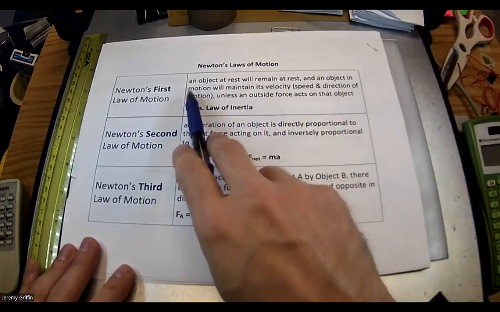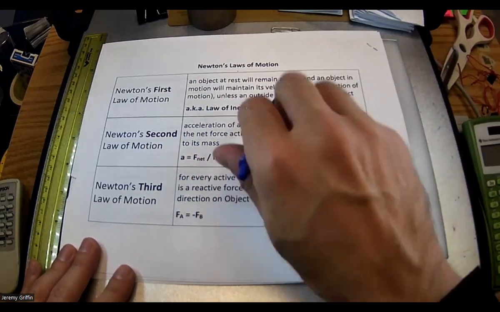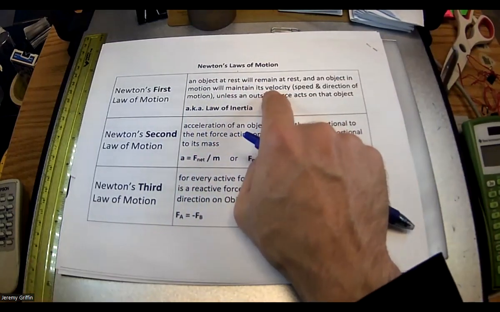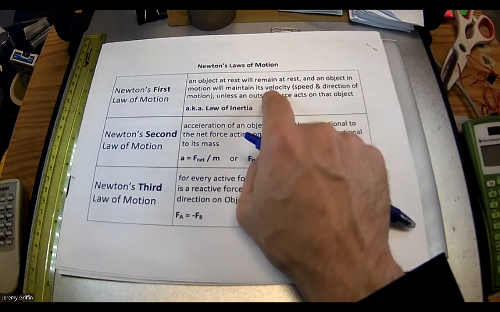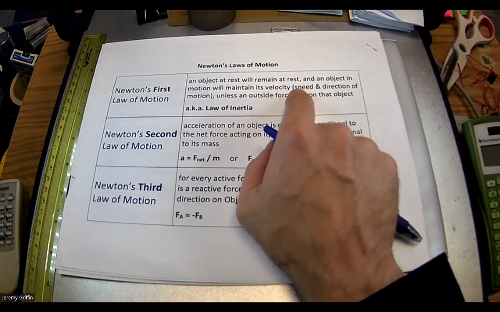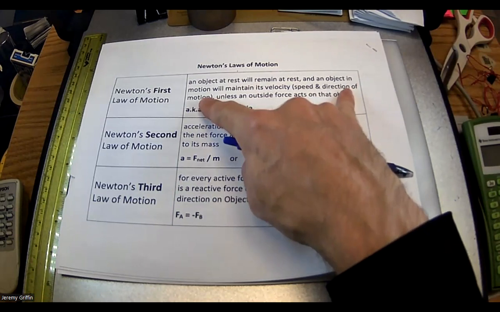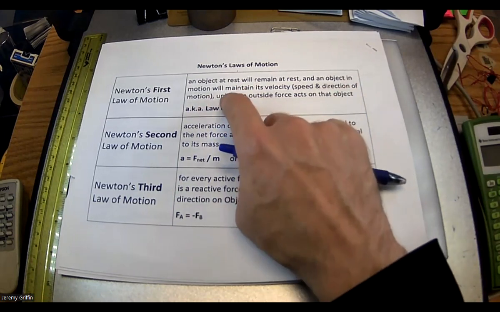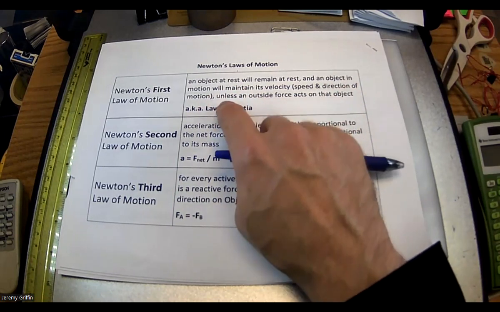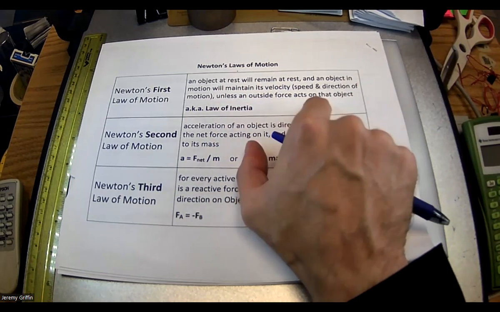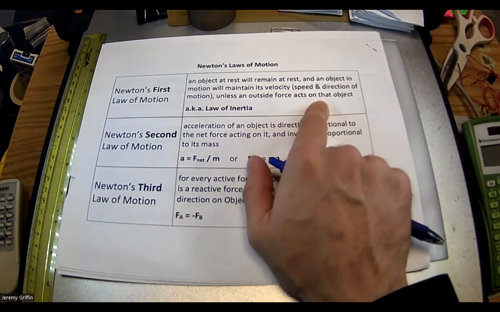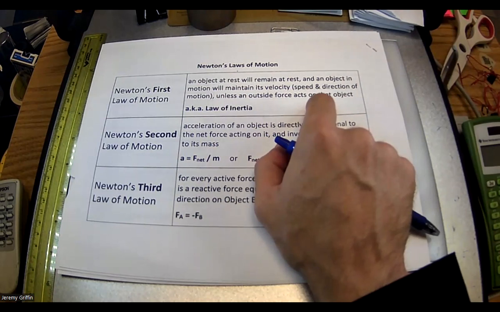And an object in motion will maintain its velocity. Now you guys know that velocity has 2 parts to it. It's speed, which is the magnitude, and also direction, right? So an object that is in motion will maintain speed and direction, again, unless there's an outside force acting on it. So my classic go-to example is the Voyager spacecraft.